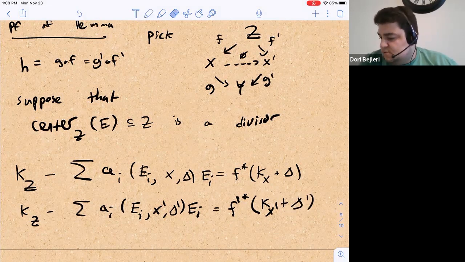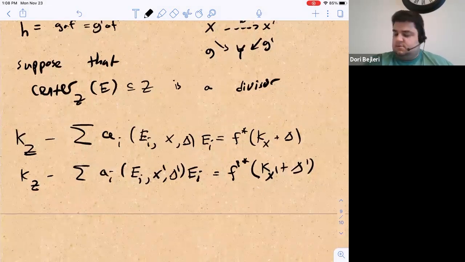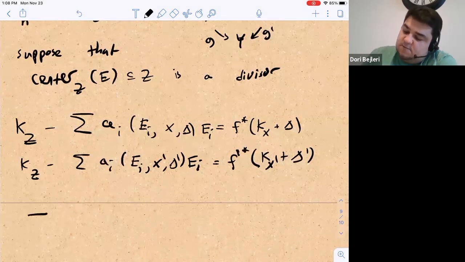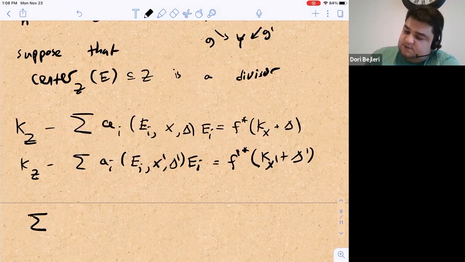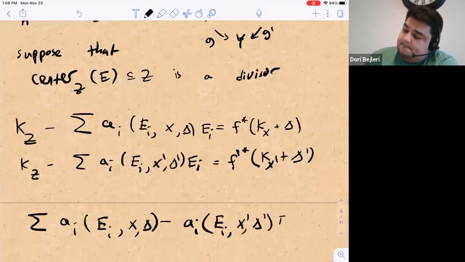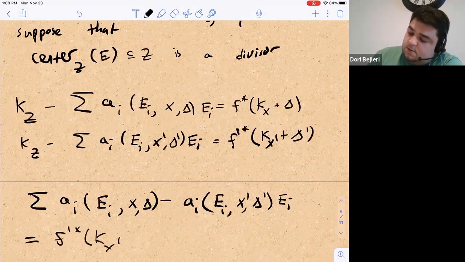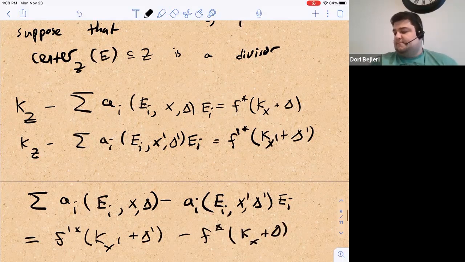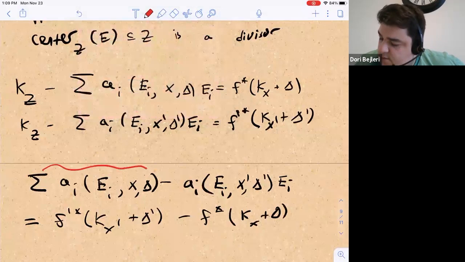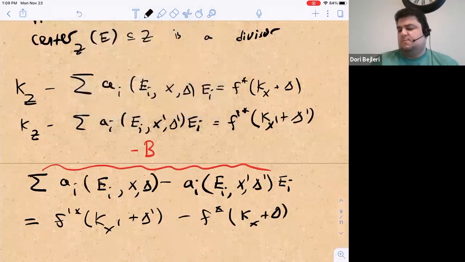And now we use our assumptions. We're going to take the bottom equation minus the top equation. We have minus signs in the bottom equation, and we're subtracting the top one. So we have the discrepancies without primes minus the discrepancies with primes, which is equal to the difference of the prime pullback and the pullback of the unprimed. Let's just call this divisor B. This difference of discrepancy, actually, let's call it minus B. We'll see in a second why we want to take that convention.